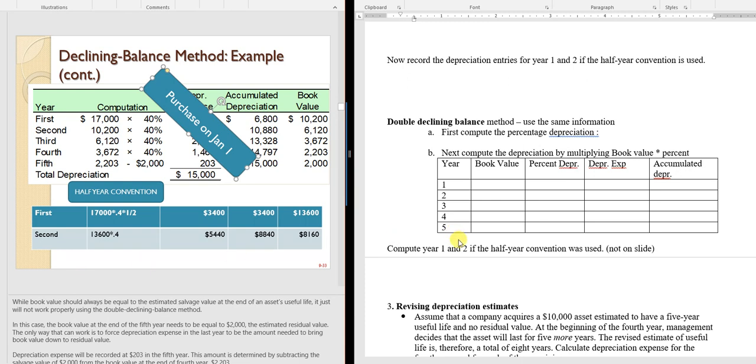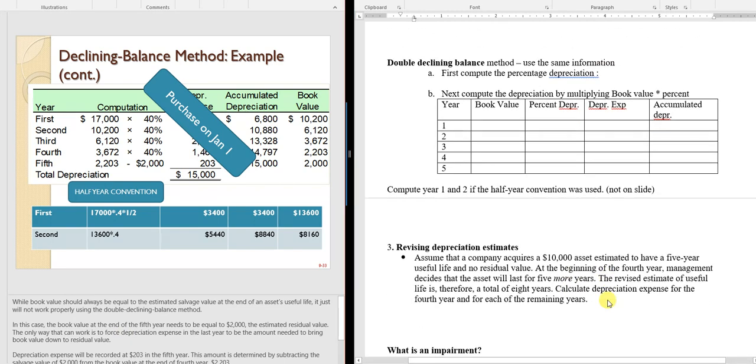Remember, also, since I only took a half year in the first year, I would have a 6th year, and the 6th year would be my plug, because it takes 6 calendar years to depreciate a 5-year asset. Okay, so just remember to take a half year in the first year and then do your computation the same method as you did your computation before.